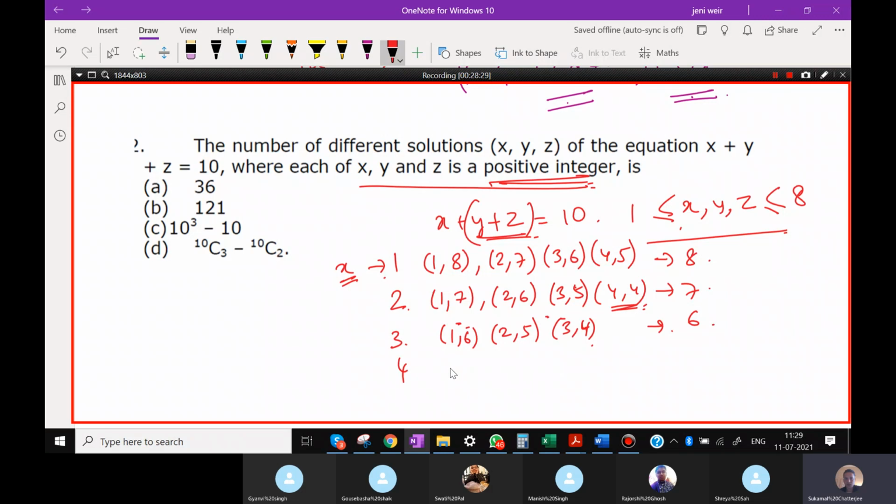For x equal to 4, the total would be 6, so 1 and 5, 2 and 4, or 3 and 3. That means 2 into 2, 4, plus 1, 5. So you can understand that you have to add up the numbers from 8 to 1, and that 1 will happen when x is equal to 8. When x is equal to 8, y and z can take only 1 and 1 value, which is 1. So basically, you'll have to add up the numbers from 1 to 8, which would be 8 into 9 by 2, which is 36.